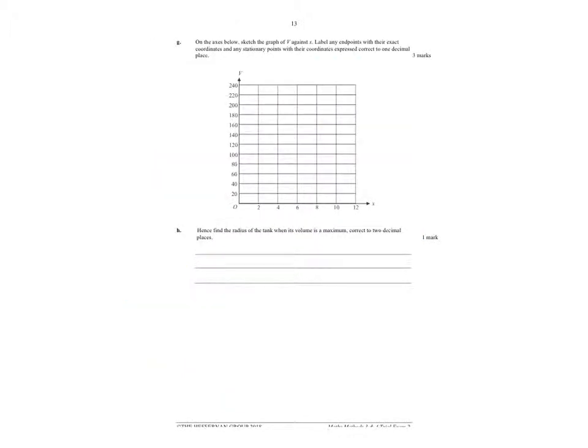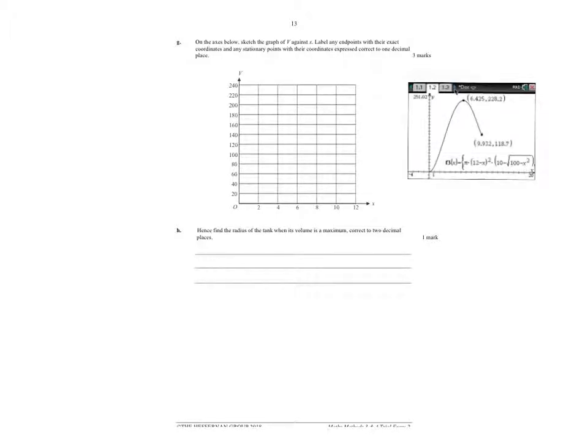Part G, on the axis, sketch the graph of V against x. Well, this is just copying it straight off our CAS, isn't it? So we can see from the calculator image just at the end, we've got a few key values there, so 6.4228. So we'll plot that about there. 9.9118, so almost at 10.